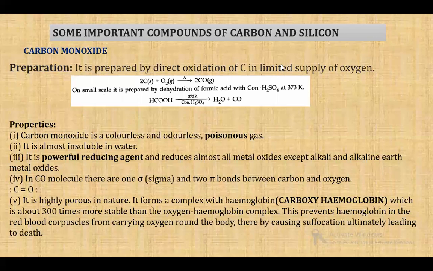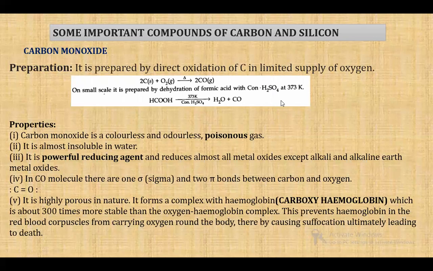There are different methods of preparation of carbon monoxide. A limited supply of air forms carbon monoxide when treated with carbon, and a small quantity of carbon monoxide is also prepared by dehydration of formic acid. Also, carbon treated with water at 1273 Kelvin forms carbon monoxide and dihydrogen, called water gas or syngas. And carbon with oxygen and nitrogen at the same temperature of 1273 Kelvin forms carbon monoxide and dinitrogen, called producer gas. Remember?